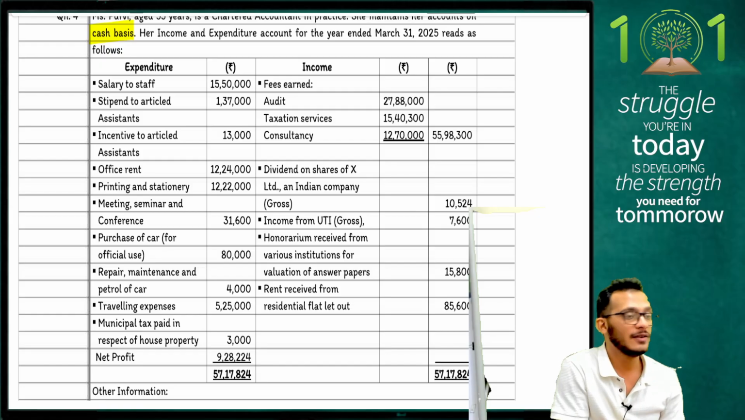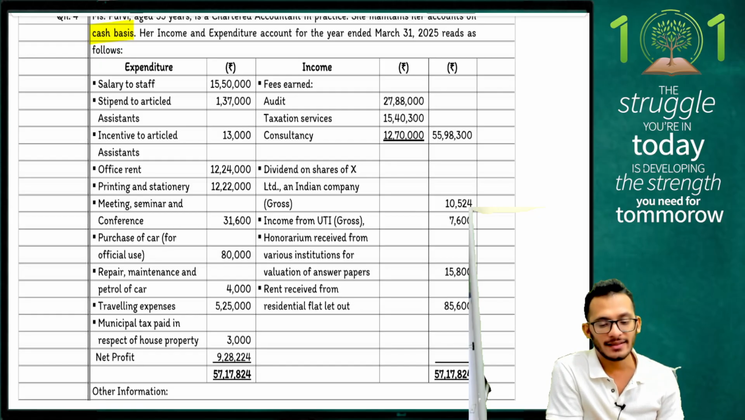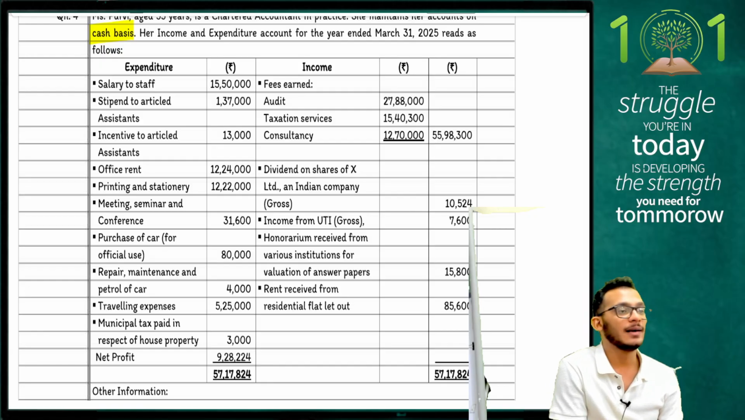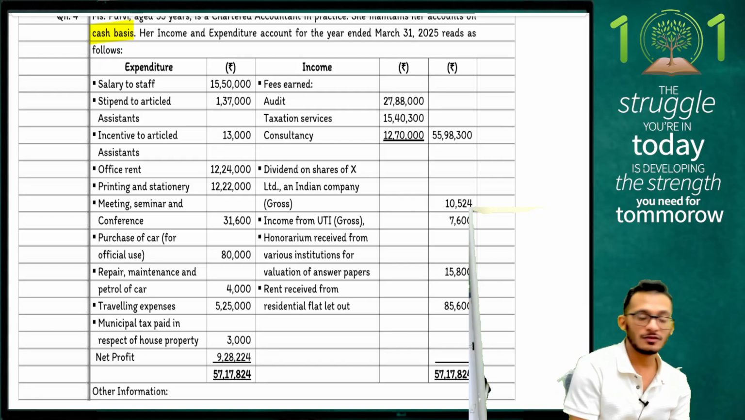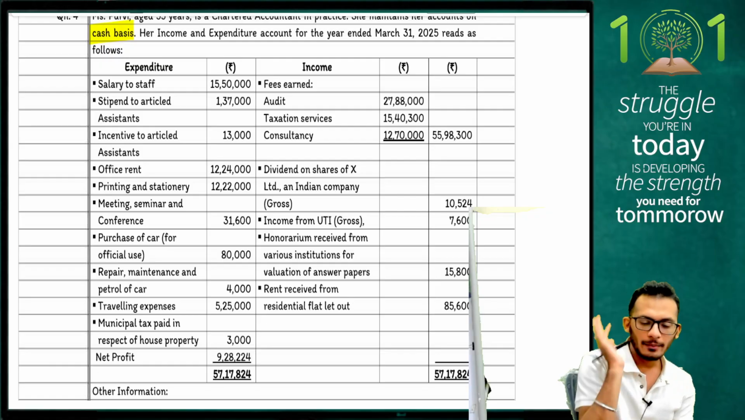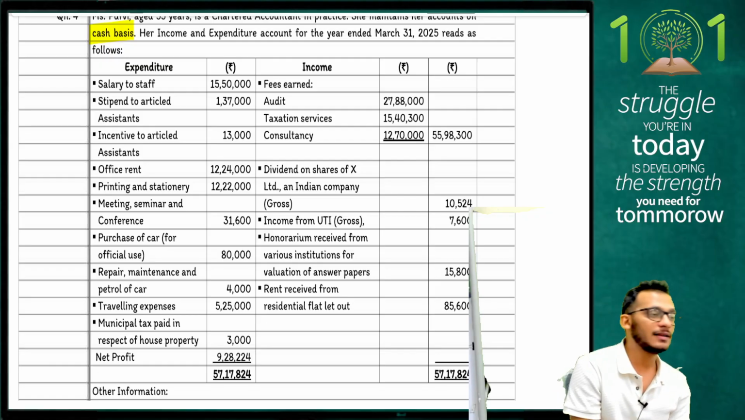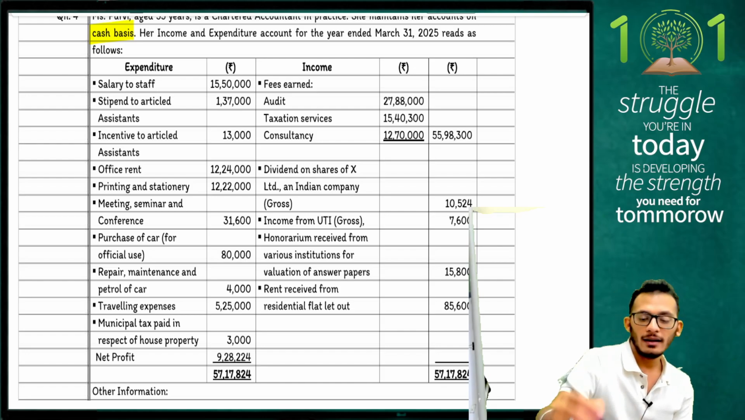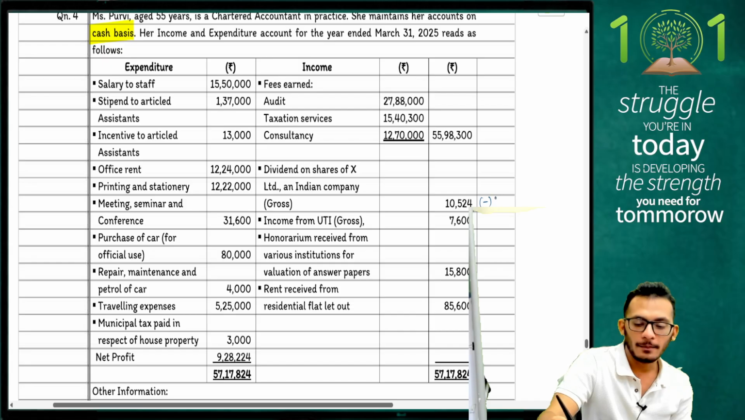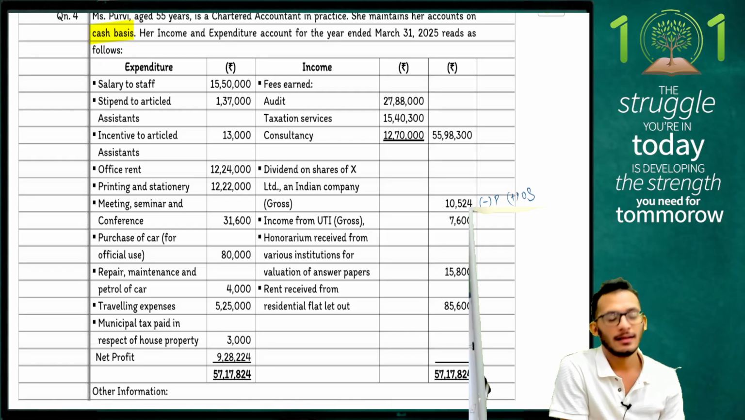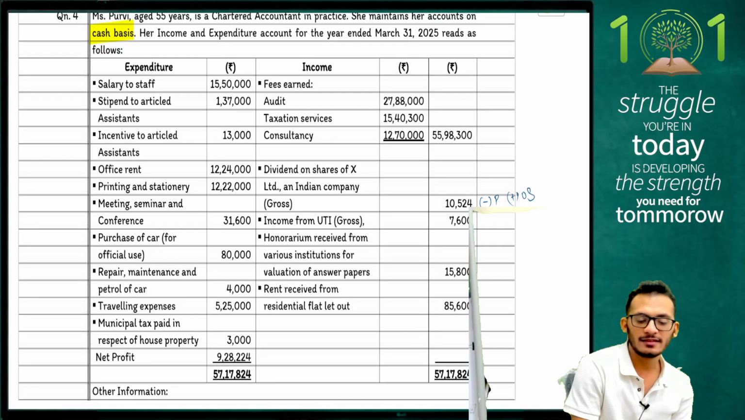I have fees earned. Income is 2788, 1540, 1270, adding up to 5598. People, turnover is more than 50 lakhs. Assumption is that the person is not eligible for presumptive, unless the question says I am receiving money by permissible modes. Right now I am not impacted. Right side, dividend on shares of X Limited 10524. I will minus from PGBP, add to IFOS. Very good. Yes. Next, I have income from UTI 7600.